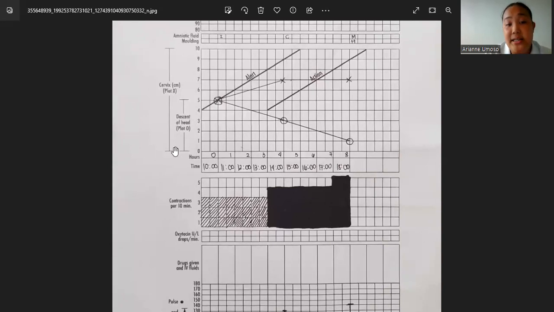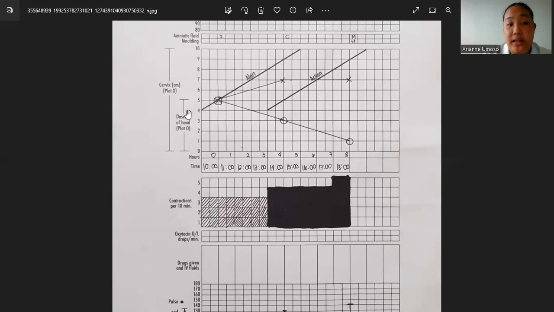Then next is the descent of the head, which is marked with an O. This should always be assessed by abdominal examination before doing a vaginal examination, as a large caput may give a false judgment about the situation. Each vertical side of the rectangle is 1/5 of the head above the pelvic brim, and each horizontal side of the rectangle shows 30 minutes.